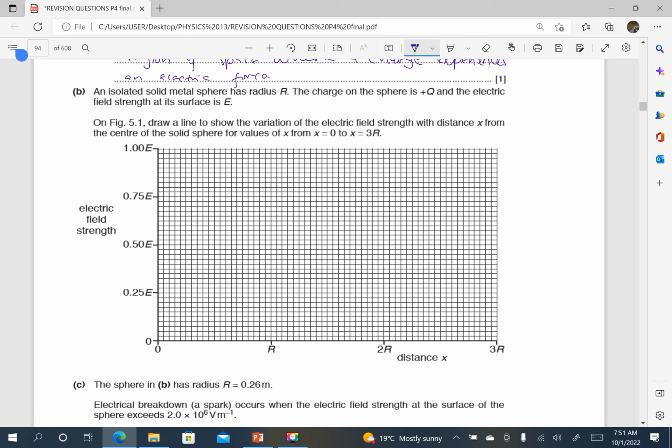An isolated metal sphere has radius r, so this is the radius, from 0 to r. The charge is positive q. The electric field strength at its surface is E. So at the surface, electric field strength is E. Note that inside the conductor, E is going to be 0. I hope I have matched it very well. If at the surface it is E, inside it is 0.